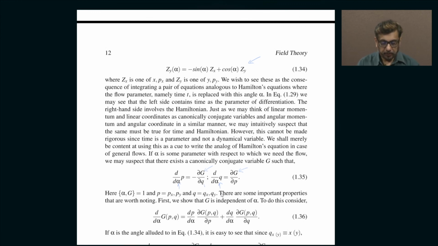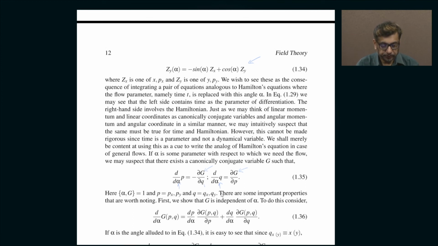Okay, so first I am going to show that the G does not flow with time, just like we saw the Hamiltonian does not flow with time. Here G does not flow with alpha. I am going to show you that G is independent of alpha, of course assuming it's explicitly independent of alpha to begin with.